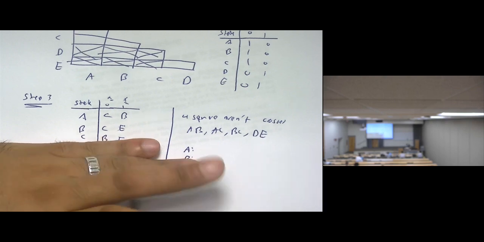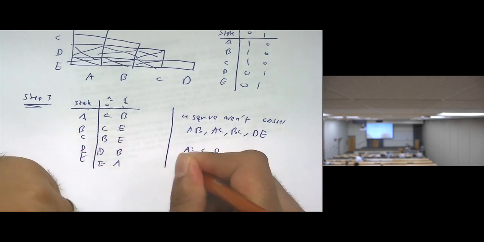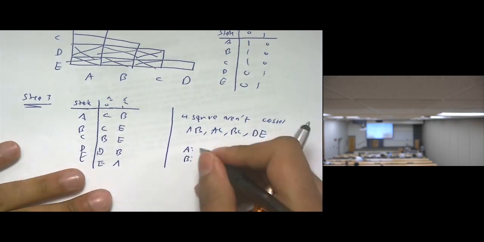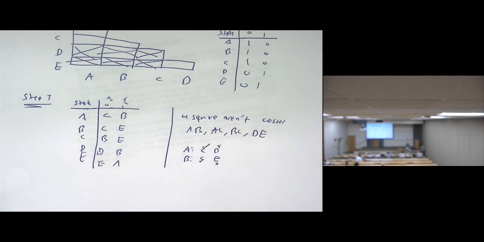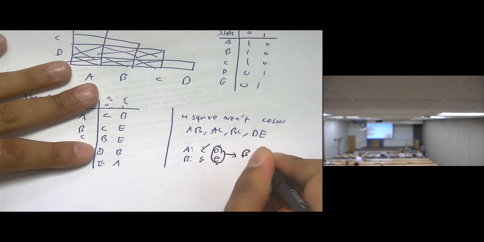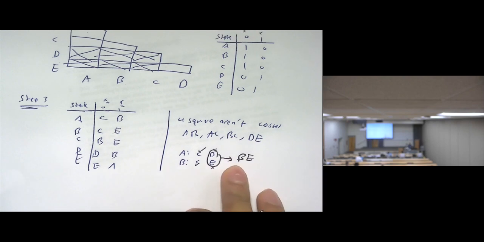We can say A will give us CB, B will give us CE, right? So those are fine. But the problem with this, okay? Take this column, and we will say what caused the problem is BE. This is the reason for not being the same. This BE will be called the implied pairs.